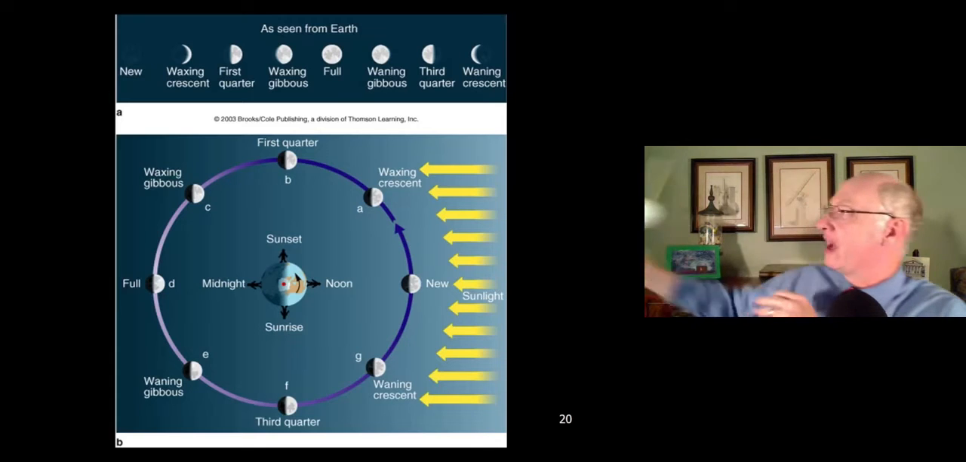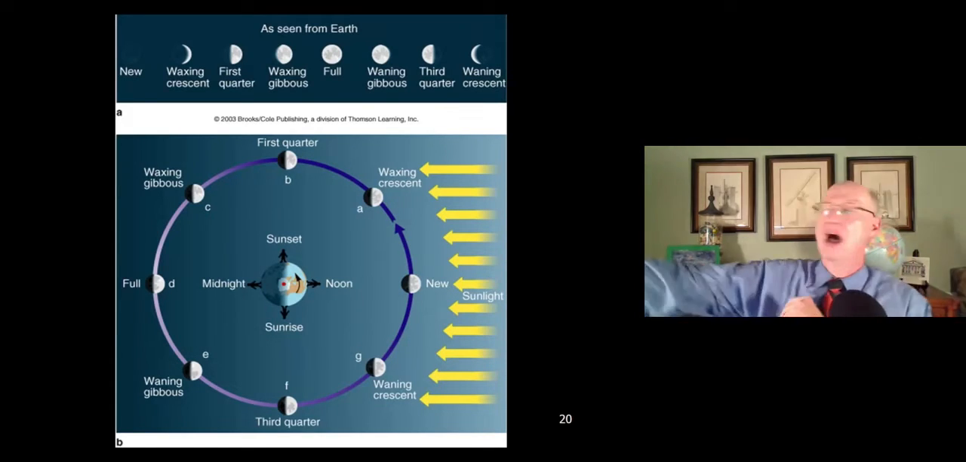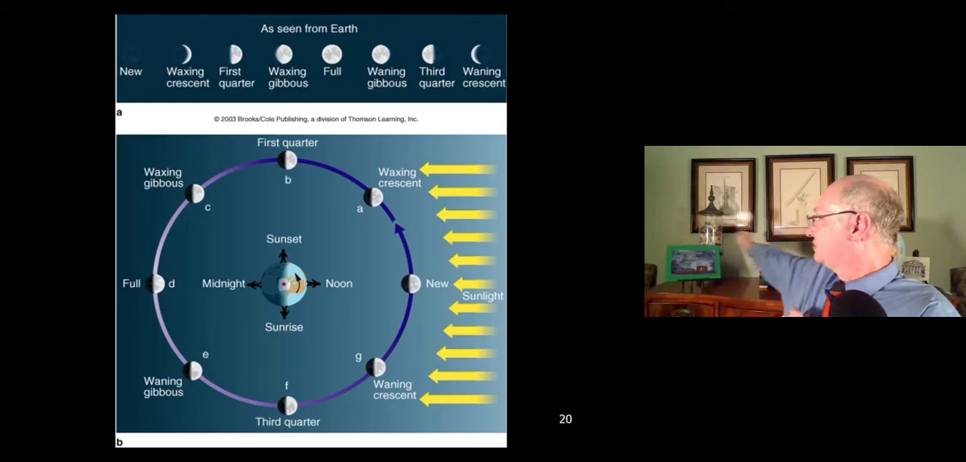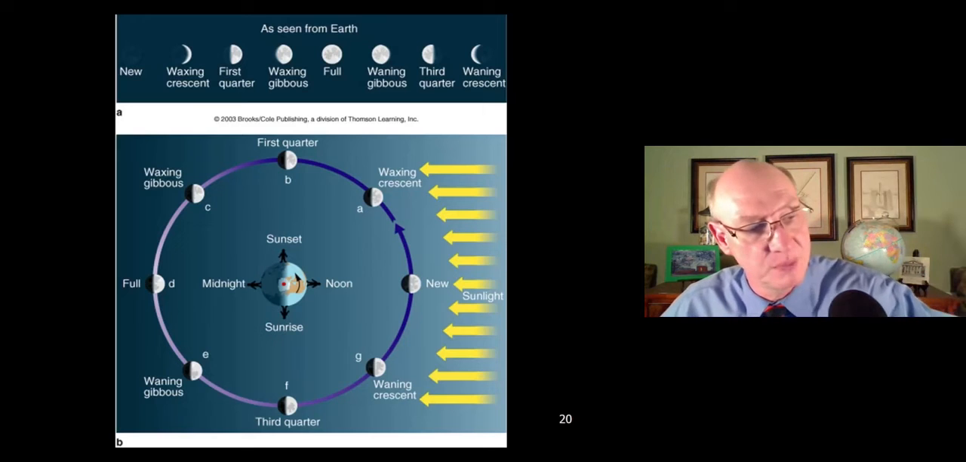I'm going to hold that out at arm's length, and then I'm going to let it orbit the earth as I hold it out at arm's length like that. So I'm just going to let it come around and orbit the earth like that. So that's going to represent the moon.